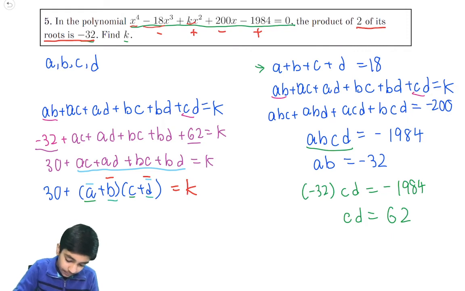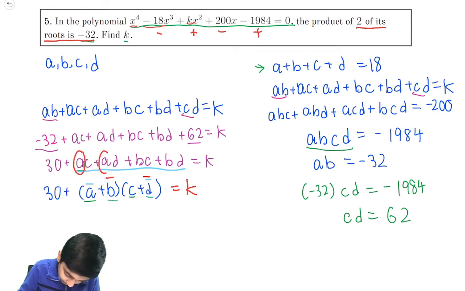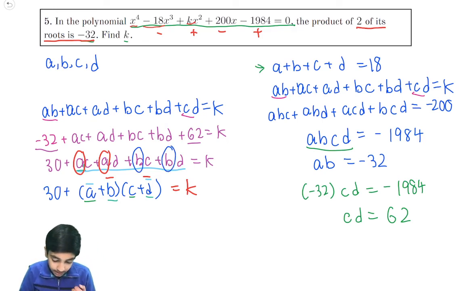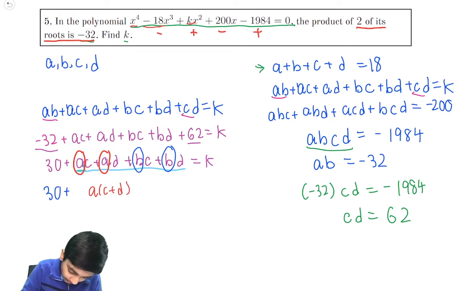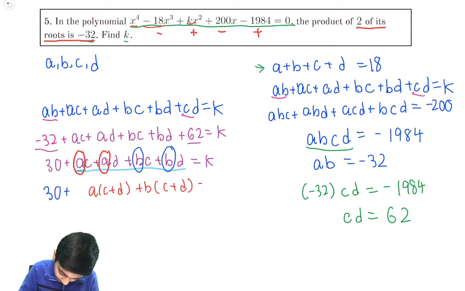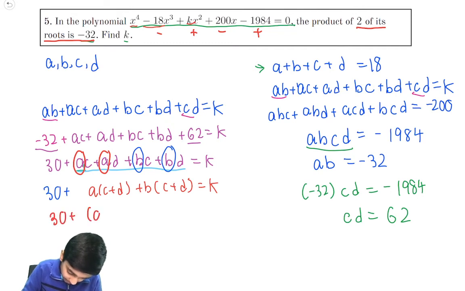And the reason I did that is because we have A common amongst these two terms, and then we have B common amongst these two terms. So we just group it into A times (C plus D), because we have A common from these two terms, plus B times (C plus D), and this becomes just (A plus B) times (C plus D). So we can simplify that to get 30 plus (A plus B) times (C plus D) is K.